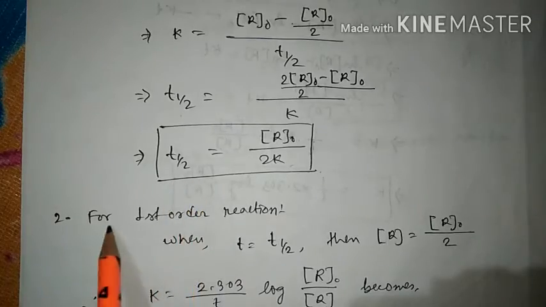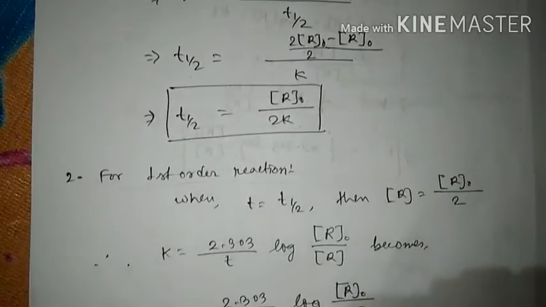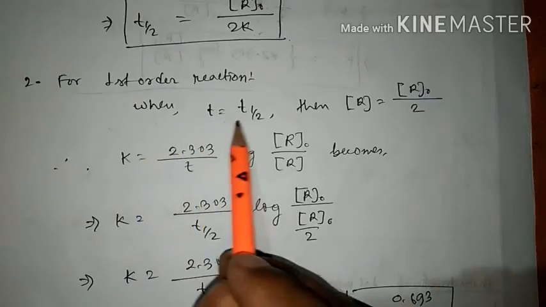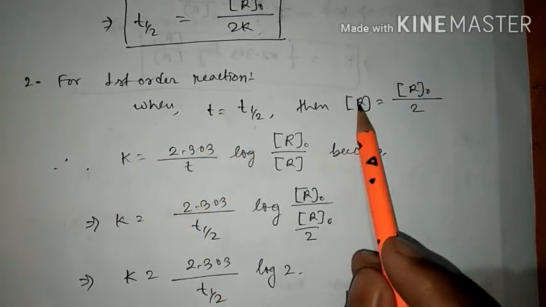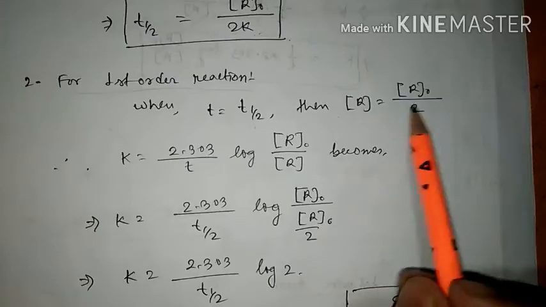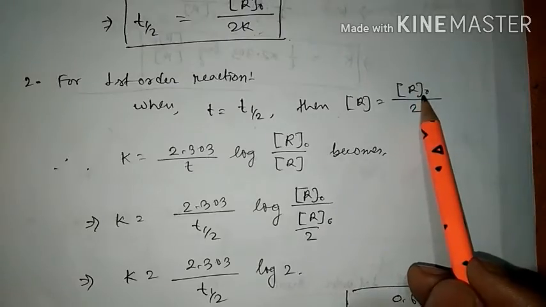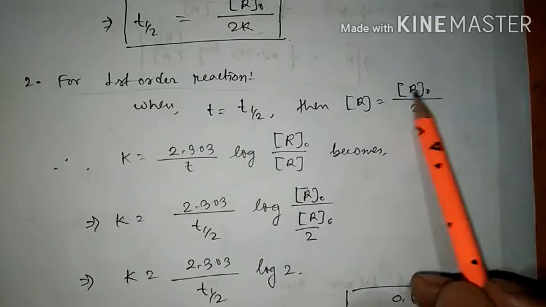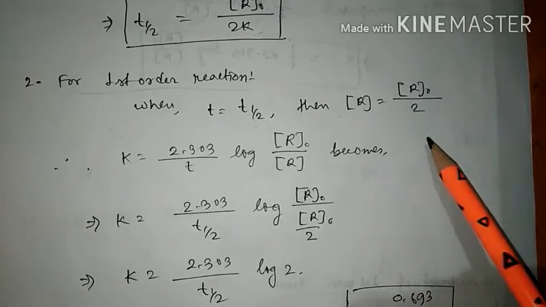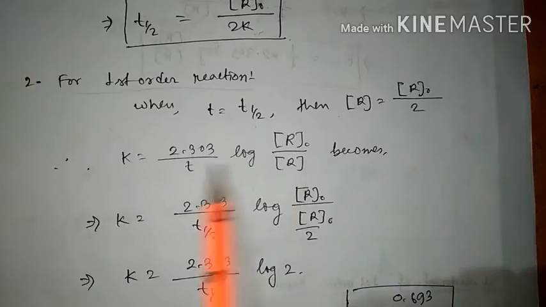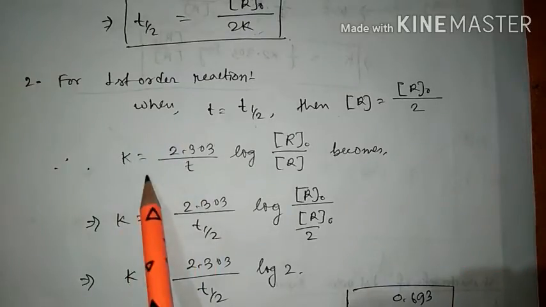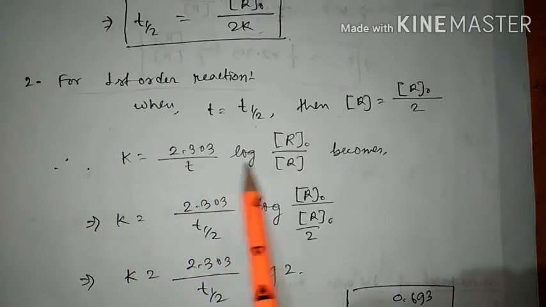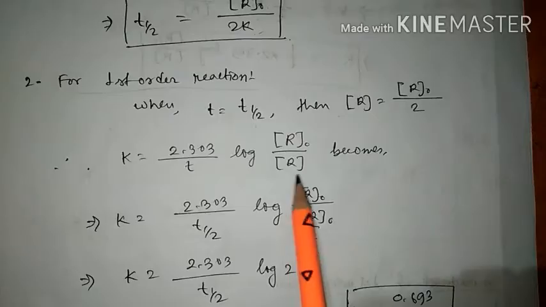Now, what will be the equation for first order reactions? For first order reactions, when t becomes t half, then obviously the concentration of the reactant becomes the initial concentration R naught divided by 2. Now, as we know, the equation of a first order reaction is K equals 2.303 by t log of R naught by R.